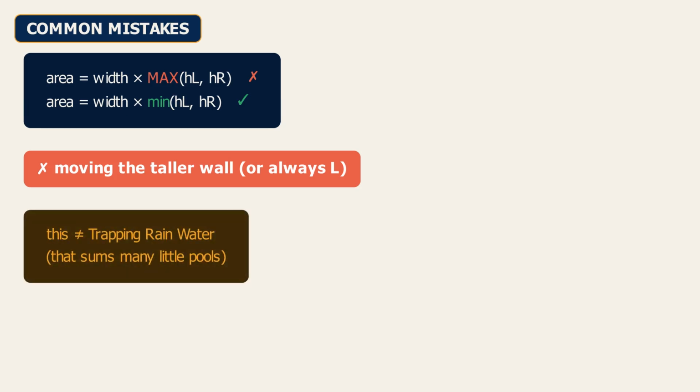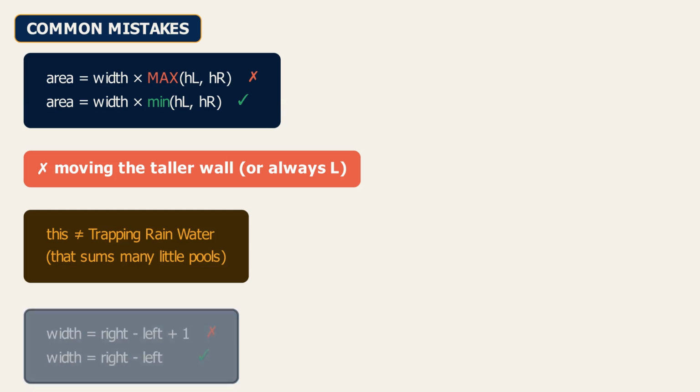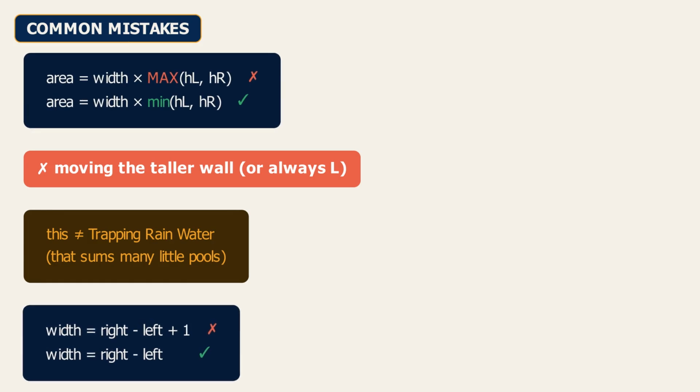3. Don't confuse this with trapping rainwater. That's a different problem that sums up lots of little pools between bars. The formula there is not this one. And 4, the width between 2 walls is right minus left, not plus 1. Plus 1 counts elements, we want the distance. Small slip, wrong answer every time.